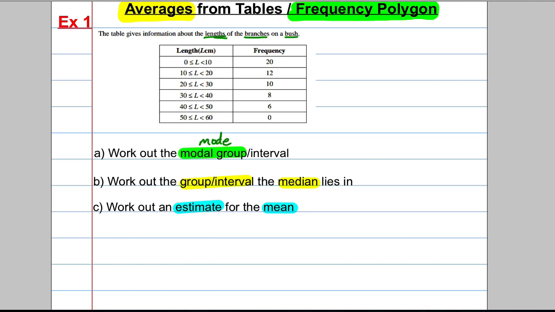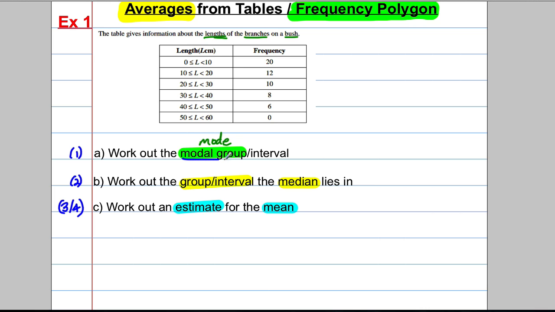Okay, so first things first, when you work out the mode, it's usually 1 easy mark. When you're asked to work out the median, it's usually 2 marks, but very easy. And the mean is usually 3 or 4 marks because it's a lot more involved. So let me show you how to do these.